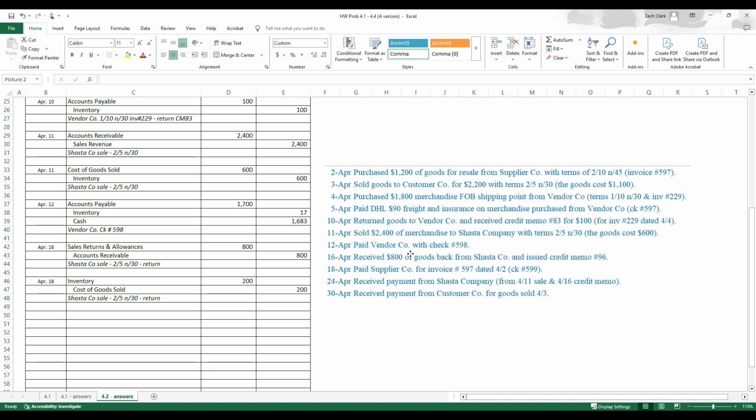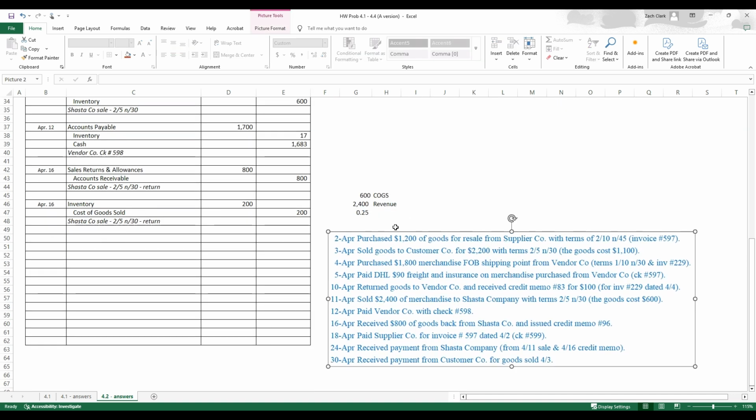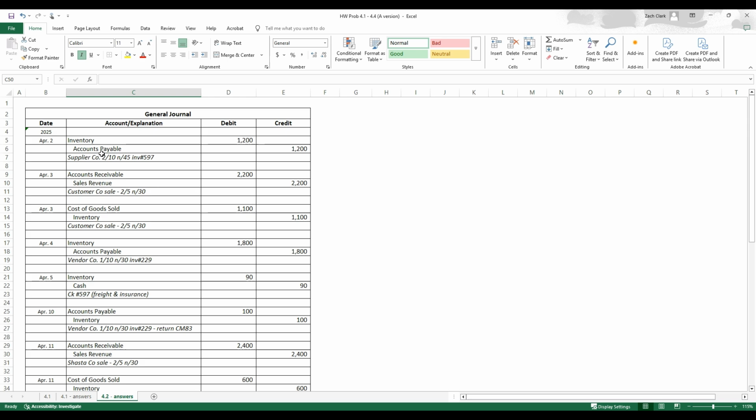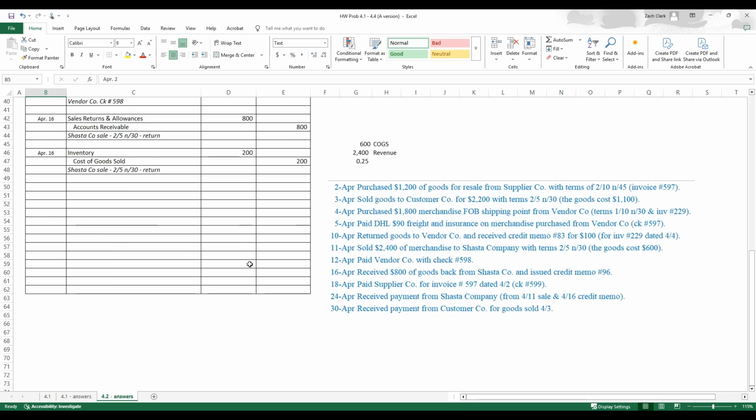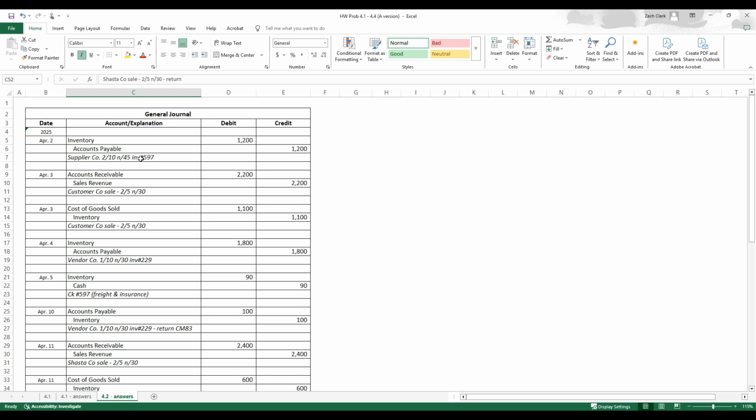Alrighty, so that was the 16th. I'm going to keep pulling this down here. Now on the 18th, we paid Supplier Co. for invoice 597, dated 4/2. And so if we look back on 4/2, we could have got a 2% discount if we paid by the 12th, it looks like 10 days later. But we're paying on the 24th, so we're not taking the discount. And so that's just going to be accounts payable reduction and cash.